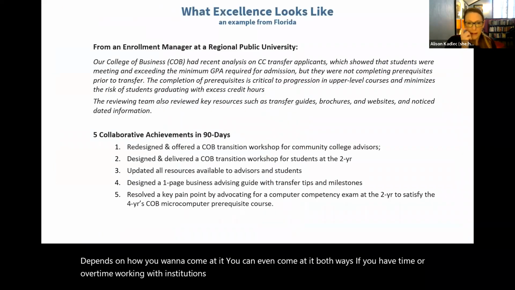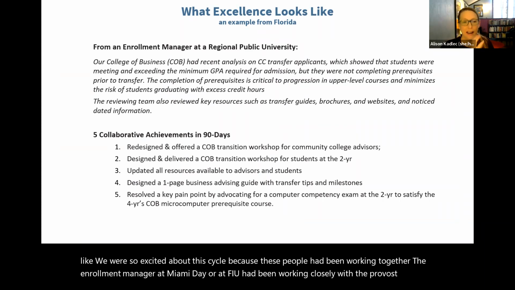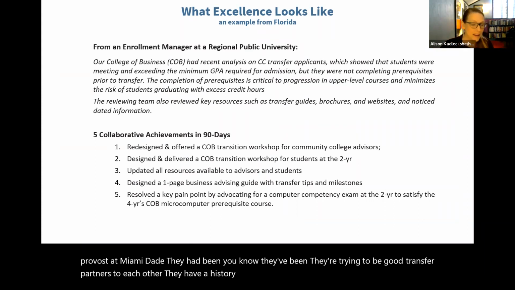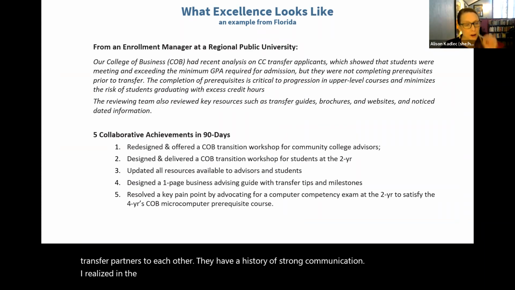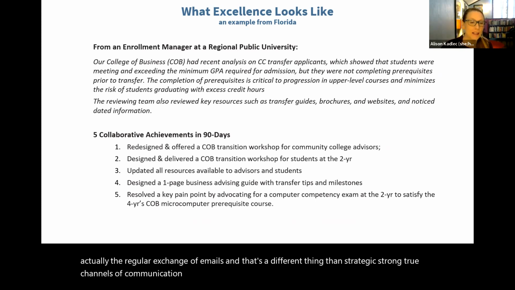Okay, so I want to show you a quick example of what excellence looks like. We were so excited about this cycle because these people had been working together. The enrollment manager at FIU had been working closely with the provost and vice provost at Miami-Dade. They're trying to be good transfer partners to each other. They have a history of strong communication. They realized in the course of this work that what they thought was strong communication was actually the regular exchange of emails, and that's a different thing than strategic, strong, true channels of communication. And it was cool that they learned that in the process of taking on a short-term action plan.